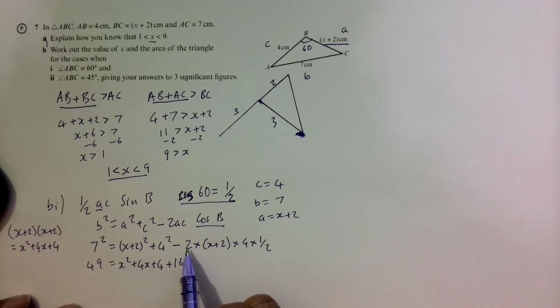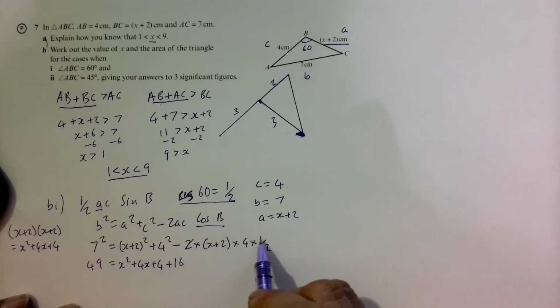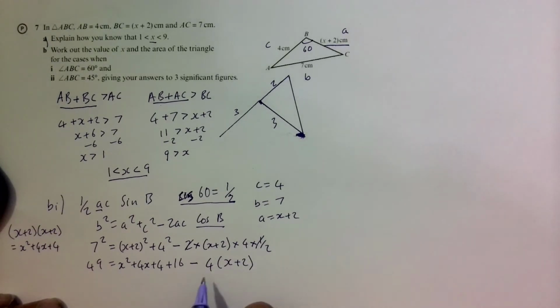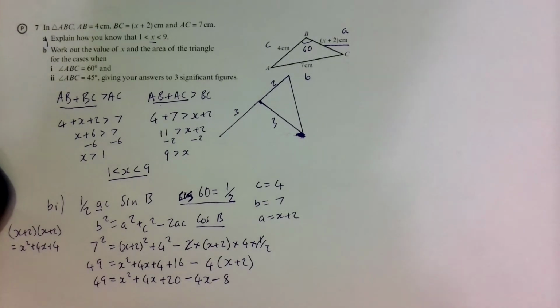Now look here, this is all multiplication, right? So a half times 2 is 1, so we can cancel that out. So now we just get minus 4 times x plus 2 here. We need to expand this out. So 49 equals x squared plus 4x plus 20. Now remember, it's minus 4 times x, so we're going to get a minus 4x, and minus 4 times 2, so we're going to get a minus 8. Now hopefully you can see these 4x's cancel out, so we get 49 equals x squared plus 12.